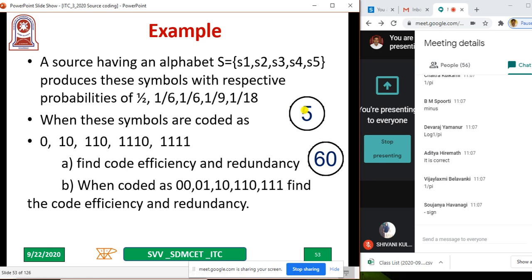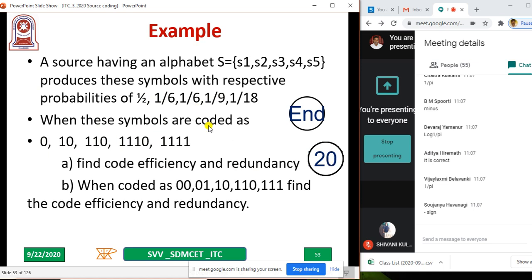Wait for another 10 seconds. Copy down. Don't ask now, sir, how you got these codes for these probabilities. That we are going to discuss later. Three algorithms are there. But now we are discussing, once you know the algorithm and have converted into binary bits, how to find out the efficiency and redundancy. How you got these bits for a given probability, those algorithms we are going to discuss next.